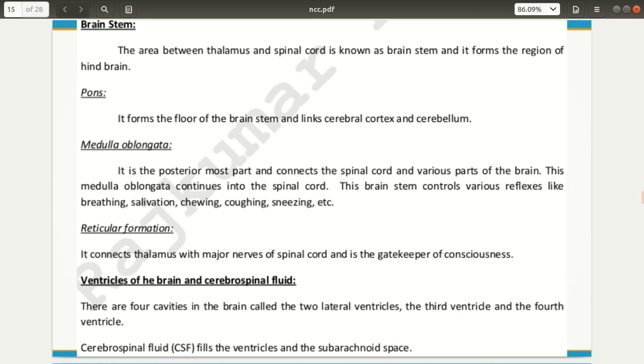Now the brainstem: the area between thalamus and spinal cord is known as brainstem and it forms the region of hindbrain. So the pons forms the floor of the brainstem and it links the cerebral cortex and cerebellum. Medulla oblongata is the posterior most part and connects the spinal cord and various parts of the brain. This medulla oblongata continues into the spinal cord.